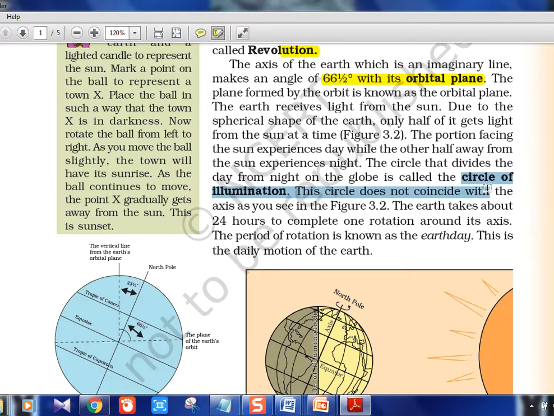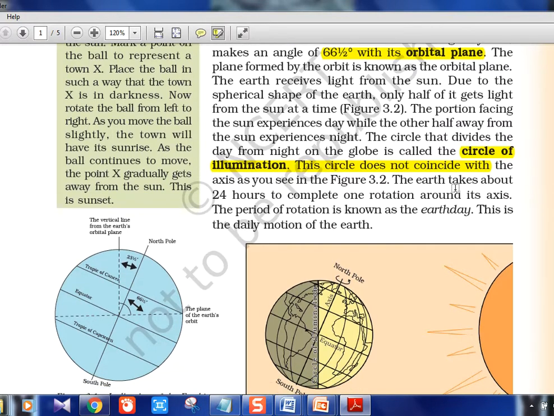It is called the circle of illumination. If you see the picture, it's mentioned there too. This particular half is where sunlight is received. The earth takes about 24 hours to complete one rotation. That is why we have one day, 24 hours. Earth rotating on its axis in 24 hours is called one earth day. It is a common term used for understanding the different durations of other planets also. Earth day means this 24 hours. So this is the daily motion of the earth.